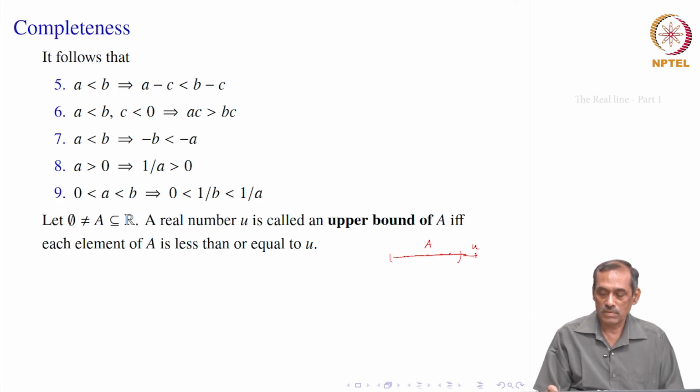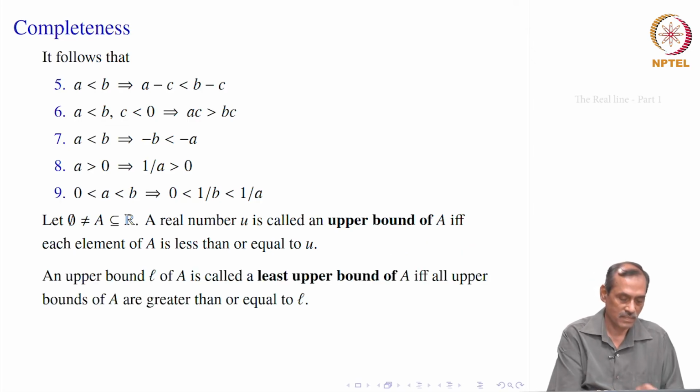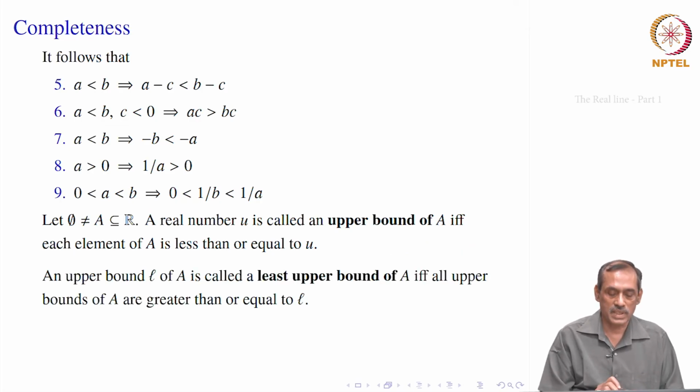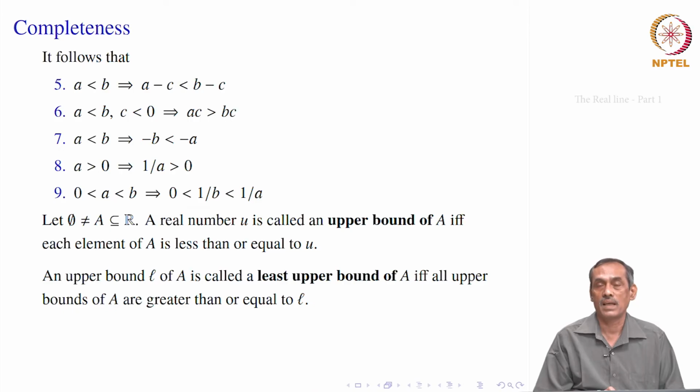So, that u is greater than or equal to every element of A. That is how we say that u is an upper bound of A. And suppose we take one upper bound of A, which is L, we will call this L the least upper bound if all upper bounds of A are greater than or equal to L. That is, it is the least of all the upper bounds of A. That is why we call it the least upper bound.